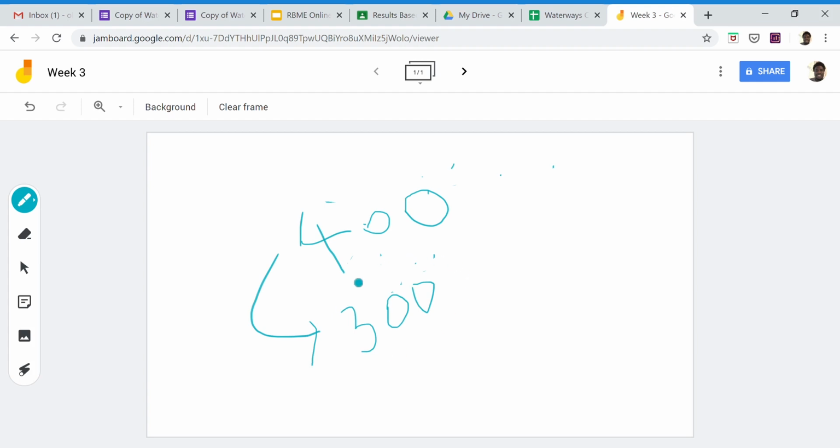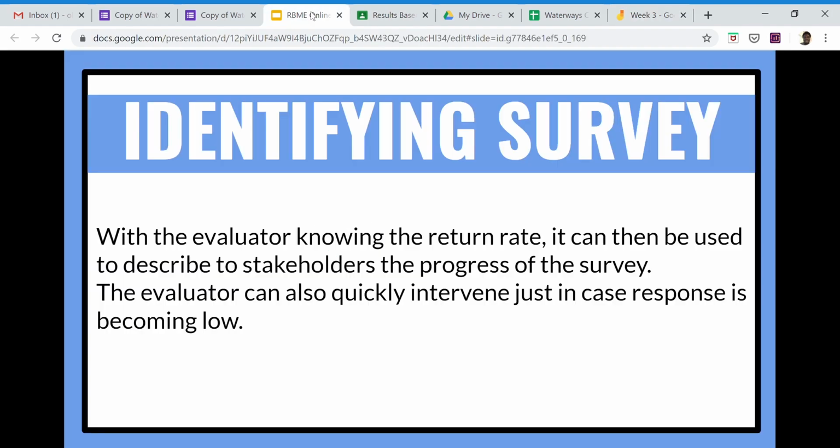Having that number of questionnaires is very, very important for your deployment, in order to encourage your enumerators and also to speak to your stakeholders, maybe the commissioner of the evaluation, saying, this is where we are currently, we still need more people, can you please encourage the beneficiaries to respond. So it's a way to also make beneficiaries respond to surveys as well.